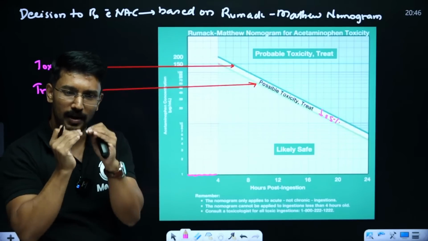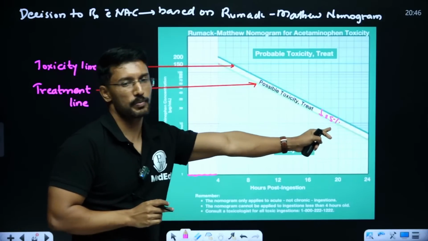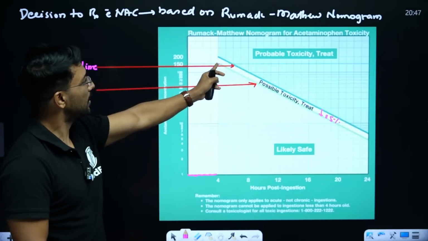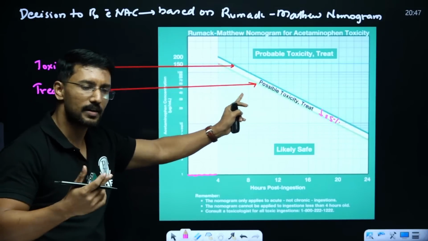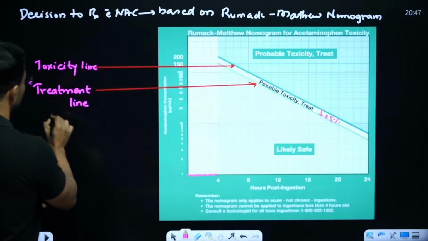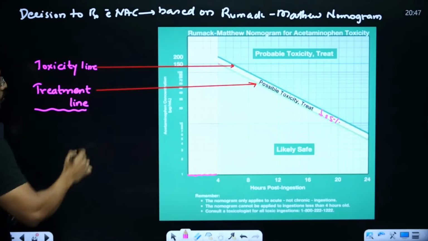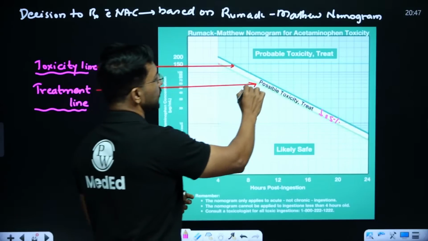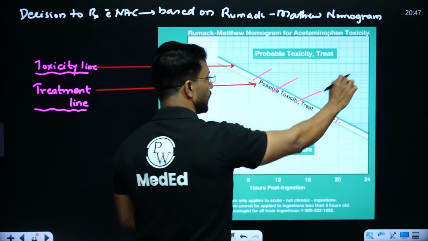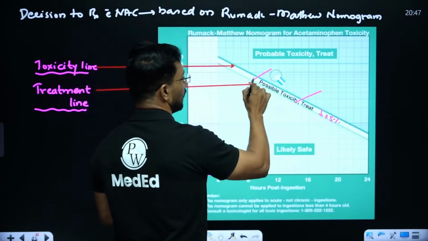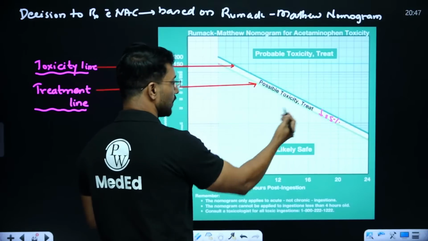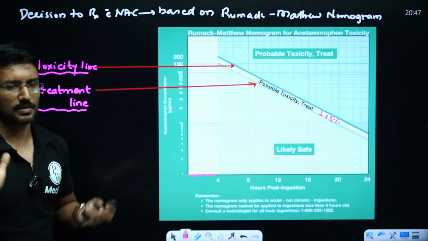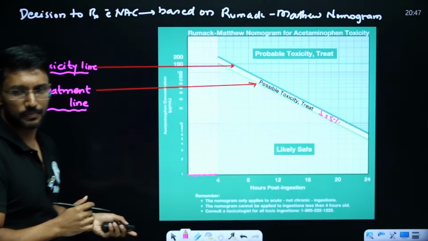I will keep the treatment line a little lower. How much lower is it? 25% lower. So at 4 hours, 200 is associated with toxicity, but if at 4 hours I find 150 also, I will start treatment. So the treatment line is set at 25% lower paracetamol values compared to the actual toxicity line, right? So any value which falls above the treatment line, we initiate N-acetylcysteine. If the patient's paracetamol values are below this treatment line, then we will not start N-acetylcysteine. We will only give supportive treatment.